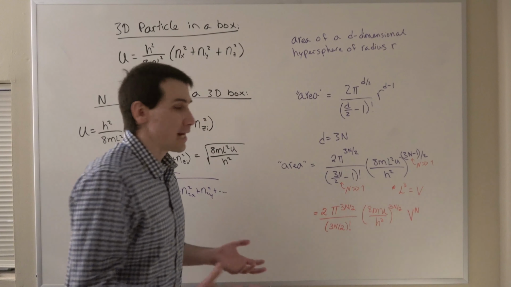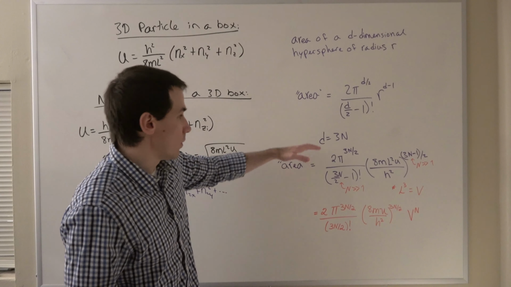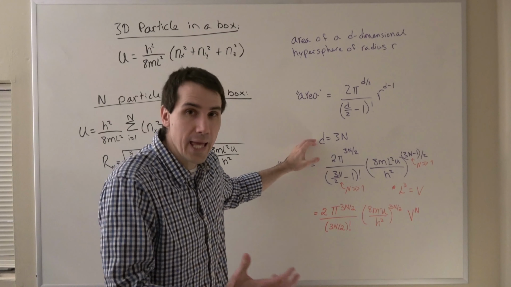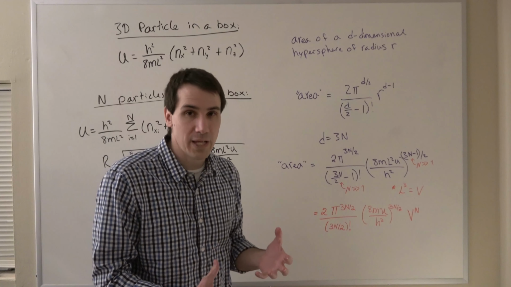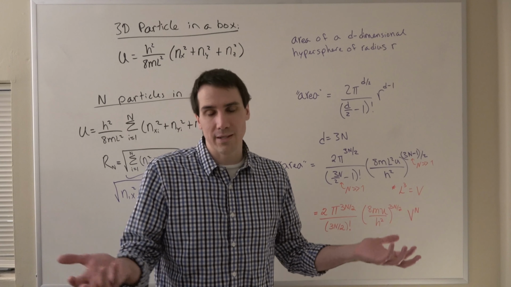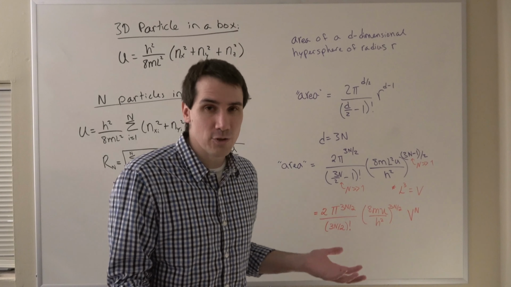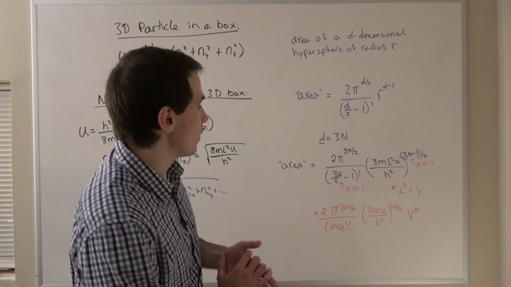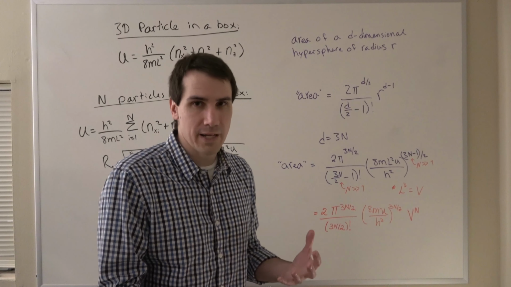So the dimensionality of our hypersphere is going to be 3 times n, the number of particles that we have. So this might be 3 times 10 to the 23 dimensions in our hypersphere. Of course, we can't draw anything in that many dimensions, but we can at least use it as a mathematical formulation.